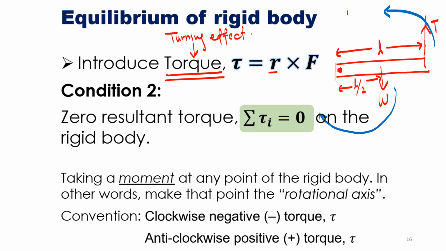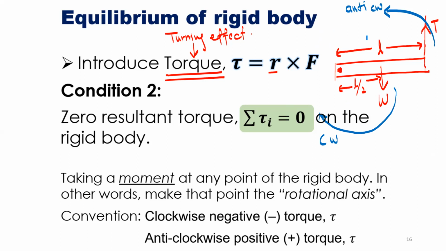So this is known as the anti-clockwise. And this is the clockwise. So this is a turning effect in a clockwise direction. This is a turning effect in anti-clockwise.